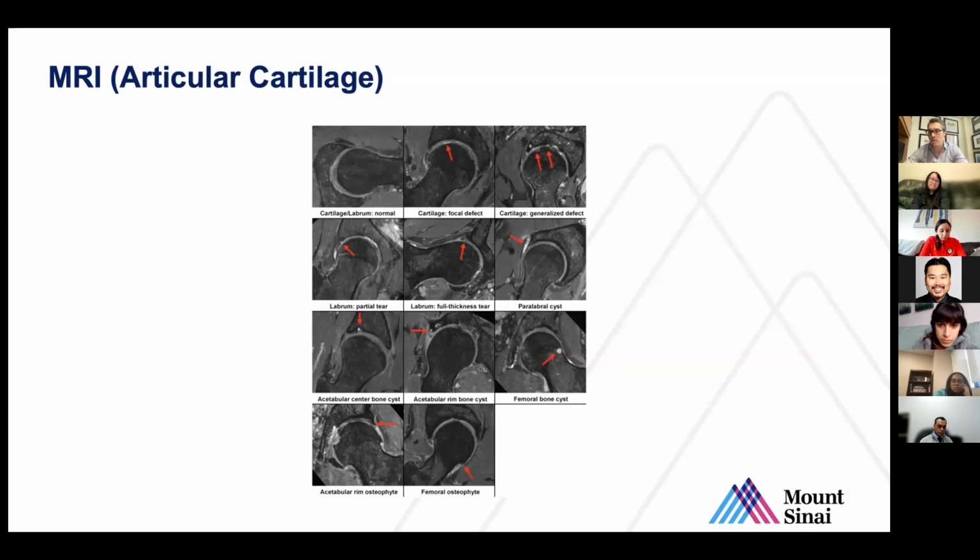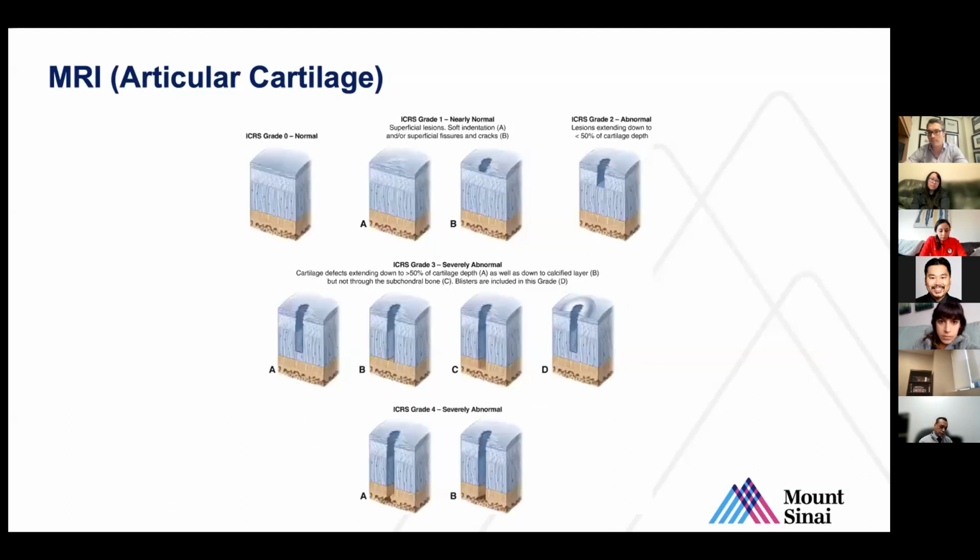But these are all the things that we're assessing on the MRI. Again, it's not as specific as it is in the knee, certainly not for articular cartilage and labral pathology.